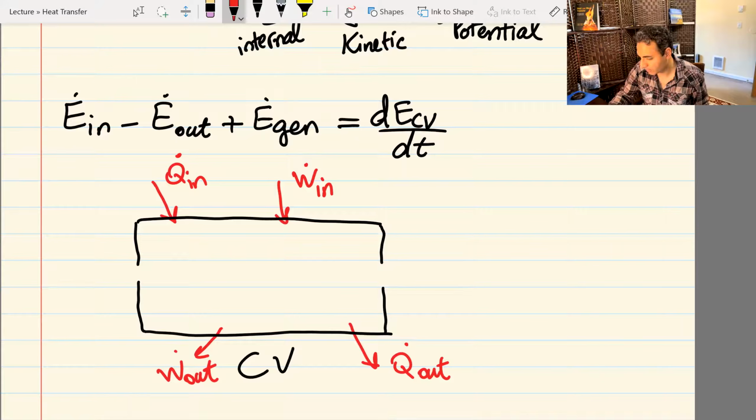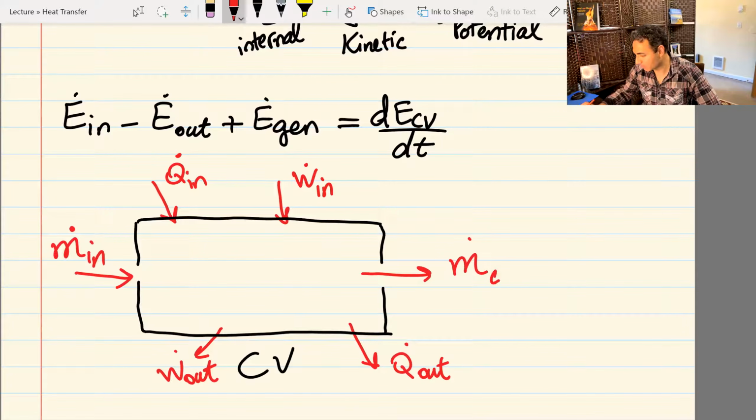Now what do I have? Now I have mass that goes in. Mass that goes in carries energy with it, and mass that goes out carries energy with it too, out of the system. In terms of velocity, in terms of internal energy, in terms of potential energy, and in terms of something new called the flow work, because we have an open system. So let's just talk about the energy that goes in and the energy that goes out.